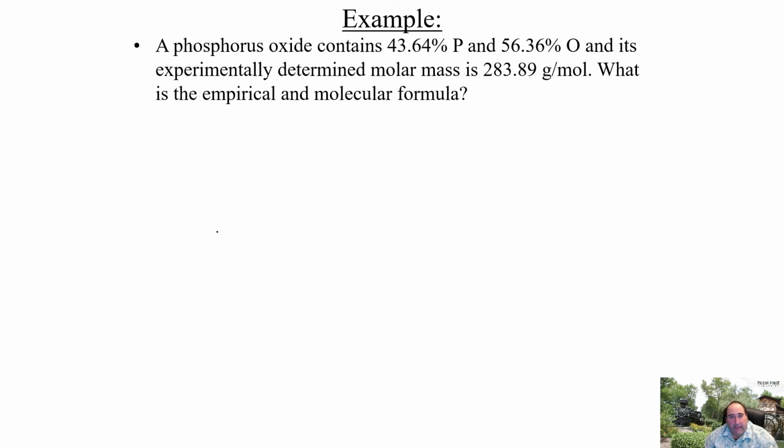All right, let's take a look at one more here. Phosphorus oxide contains phosphorus and oxygen together. It contains 43.64% phosphorus, 56.36% oxygen, and has a molar mass of about 283.89 grams per mole. What is the empirical formula?